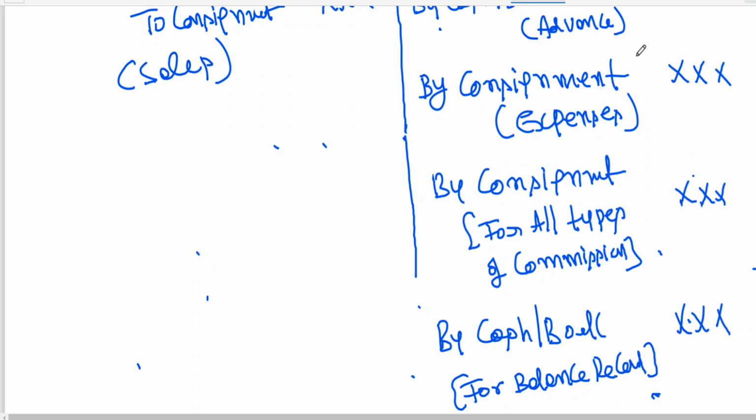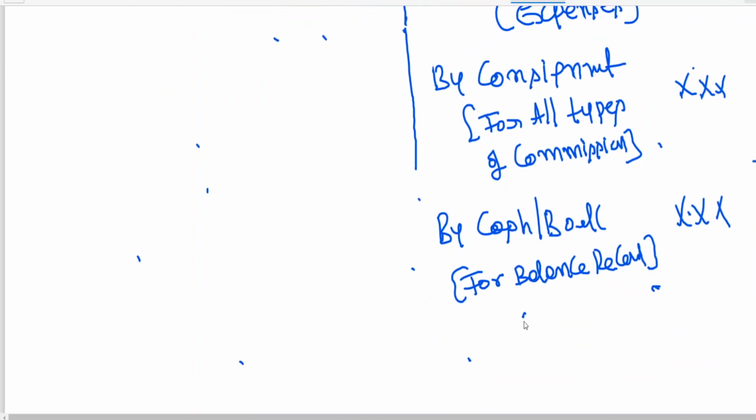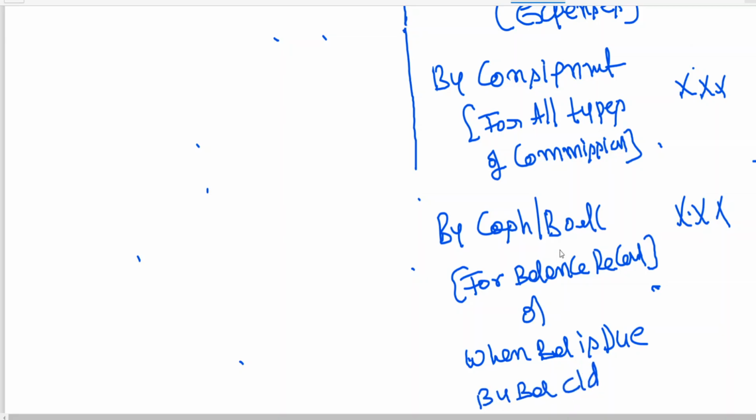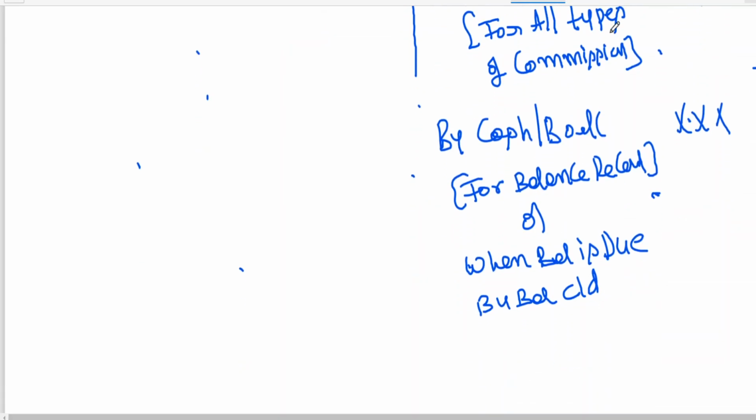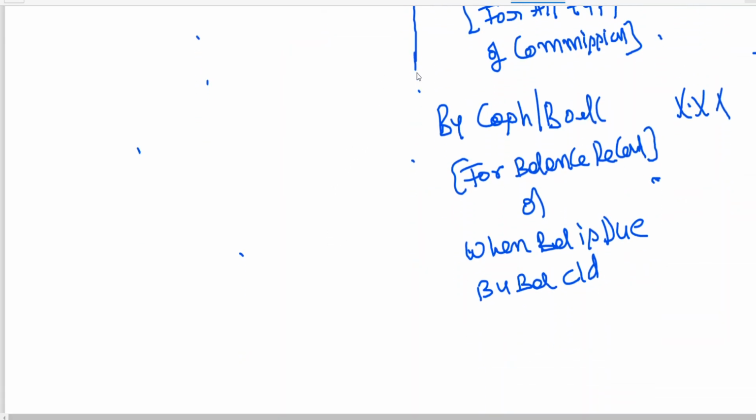If balance is not received, or when balance is due, that means not received, you can write by balance carried on. Please try to understand. If he is making payment, we write by cash or bank. When balance is due, we write by balance carried on. Only one will appear, both won't appear. Partly paying, partly due, we can write by cash and by balance carried on. Is this clear to all of you? This is for balance.